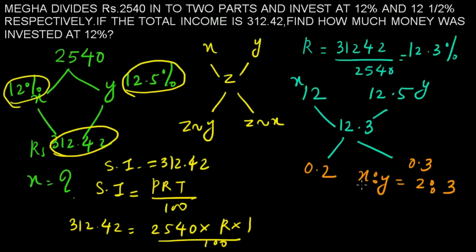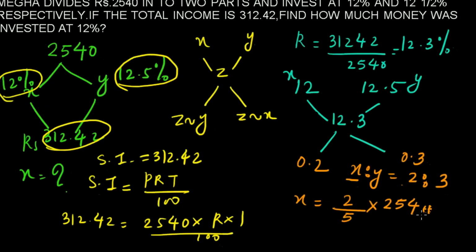So what do we have to find out? We are required to find out X. So X will be equal to 2 divided by 3 plus 2, which is equal to 5. So 2 by 5 into 2540. So what will we be getting? 2 by 5 into 2540 will give us rupees 1016. So these types of questions you can easily find out by using the simple rule of alligation.